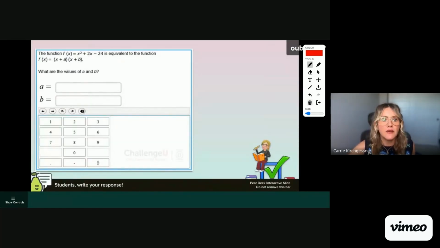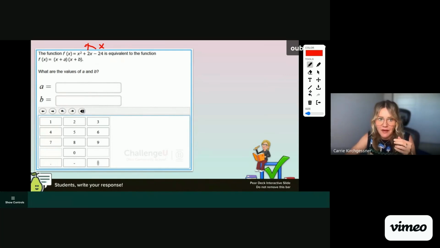All right, so f of x equals x squared plus 2x minus 24. What are the values of a and b? So this has us factor. Now, to factor this, we would have to find two numbers that when you multiply them together, you get negative 24, and when you add them together, you get positive 2.